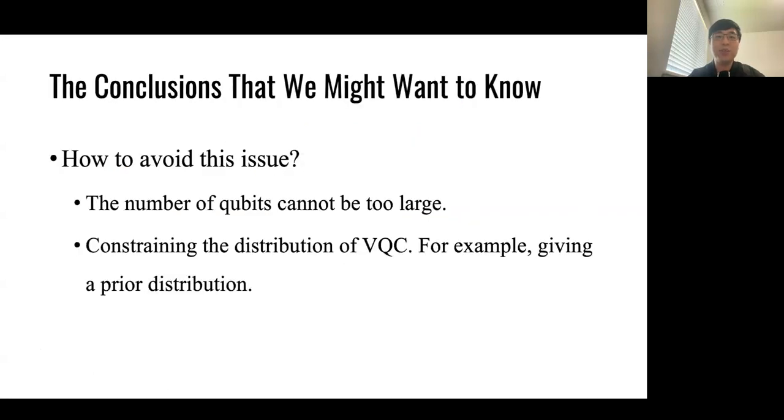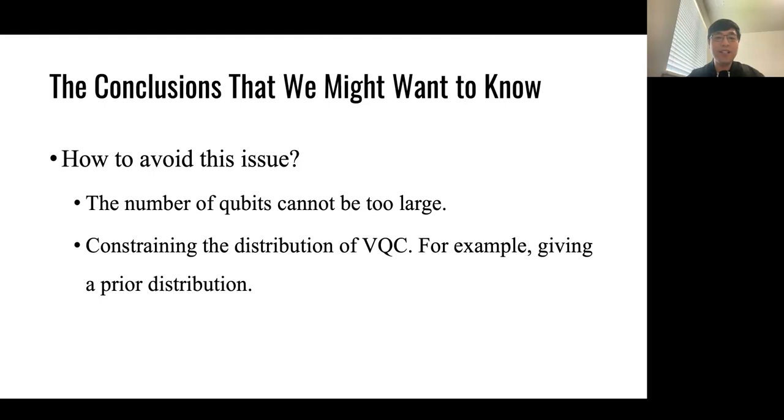Another conclusion we may want to know is how to avoid these issues. According to the paper, the first potential solution is to control the number of qubits, which means the number of qubits cannot be too large. That makes sense. Usually the number of qubits is set under 10 so far, which would be good for simulation.